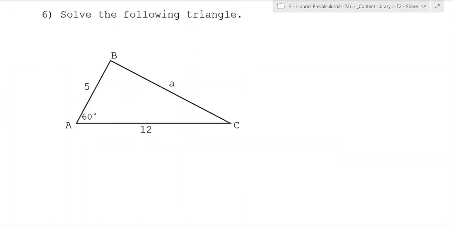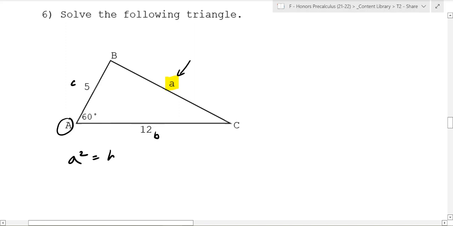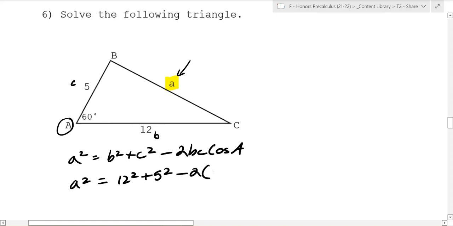So let's use this information to solve this triangle, which means find all the angles and the missing side length. So let's find a first. The law of cosines tells us, if this is lowercase a, this is lowercase b and this is lowercase c, that a squared equals b squared plus c squared minus 2bc cosine A. So a squared is equal to 12 squared plus 5 squared minus 2 times 12 times 5 times cosine of 60 degrees.